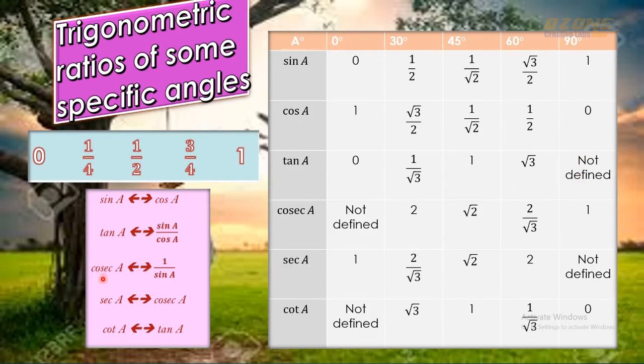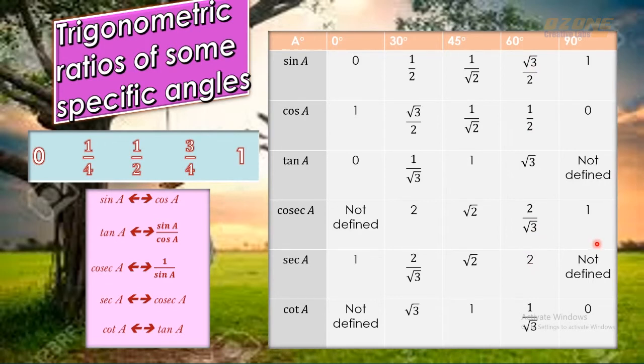Next, cosec A. Cosec A is nothing but 1 by sin A, just the reciprocal of sin A. So the reciprocal of 0 is 1 by 0, which is not defined. The reciprocal of 1 by 2 will be 2. The reciprocal of 1 by root 2 will be root 2 by 1, that is root 2. The reciprocal of root 3 by 2 is 2 by root 3. And the reciprocal of 1 is 1 itself.